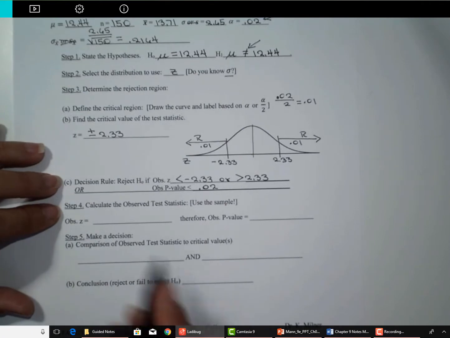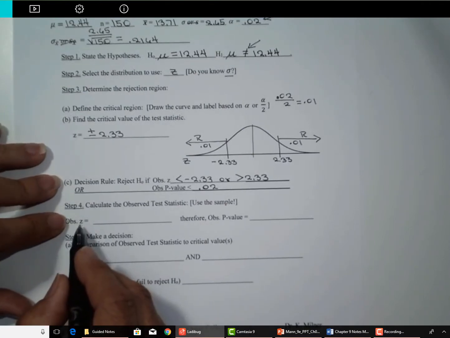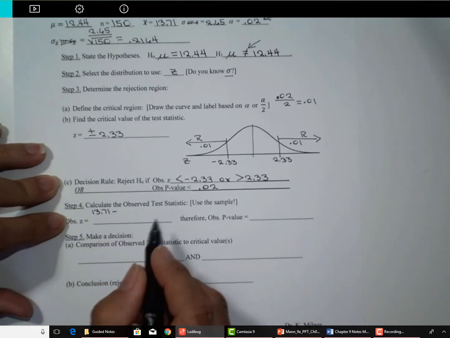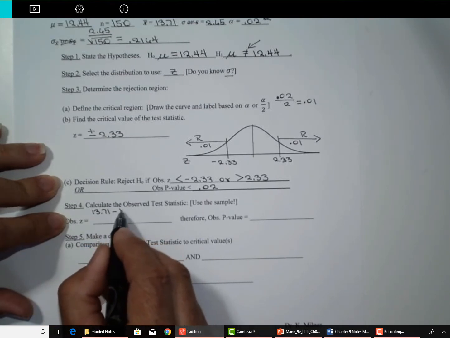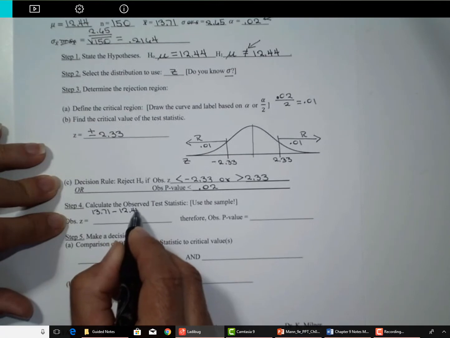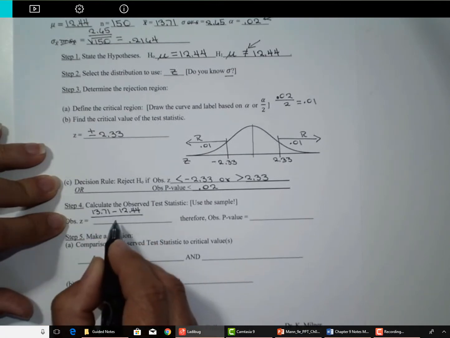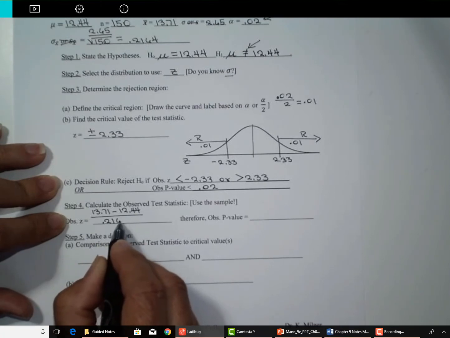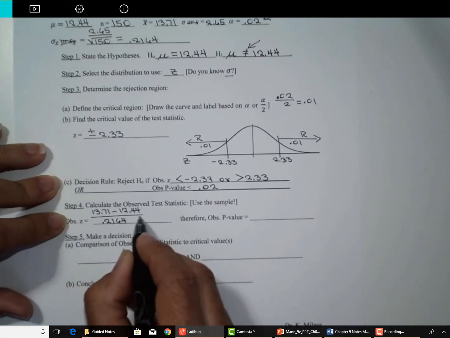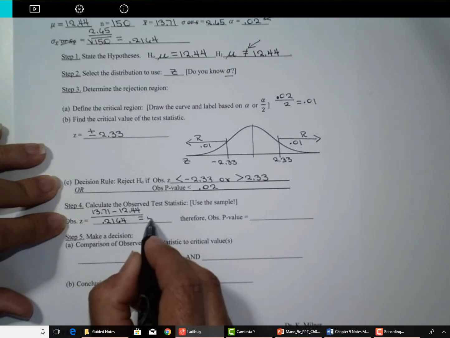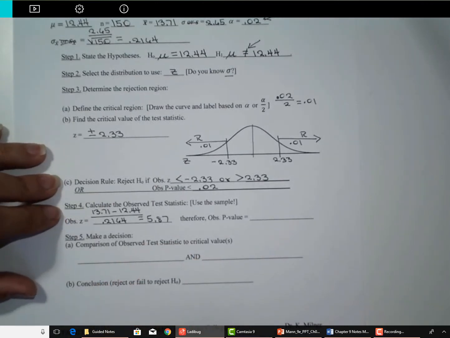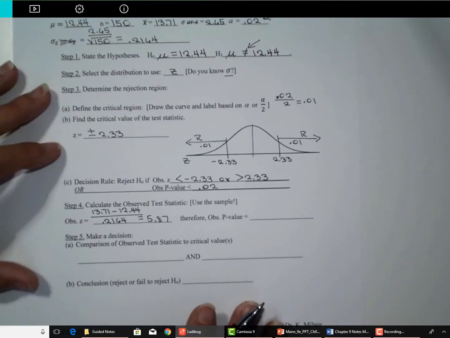All right, now let's do some calculations. Observed z is my test statistic. I take 13.71, which is my sample mean, subtract the old mean, which is 12.44, and then divide by the standard deviation I calculated, which is 0.2164. And I come up with my z value of 5.87. And as z's go, that's a rather large z value.